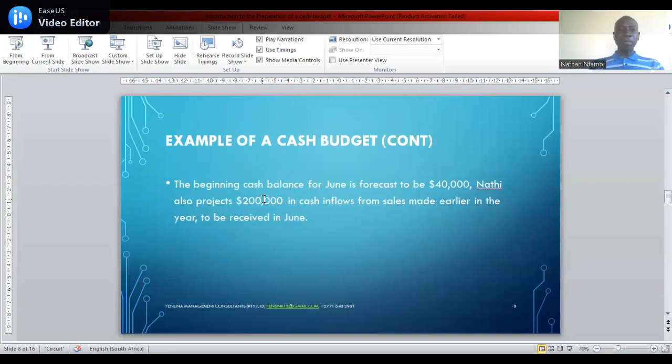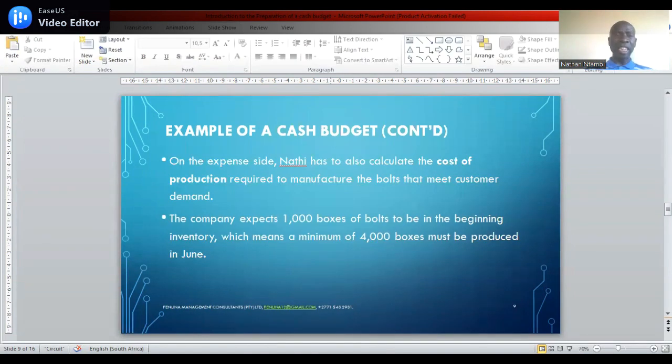The beginning cash balance for the June is forecast to be $40,000. Nati also expects $200,000 in cash inflows from sales made earlier in the year to be received in June. On the expense side, Nati has to also calculate the cost of production required to manufacture the bolts that meet customer demand. The company expects 1,000 boxes of bolts to be in the beginning inventory, which means a minimum of 4,000 boxes must be produced in June.